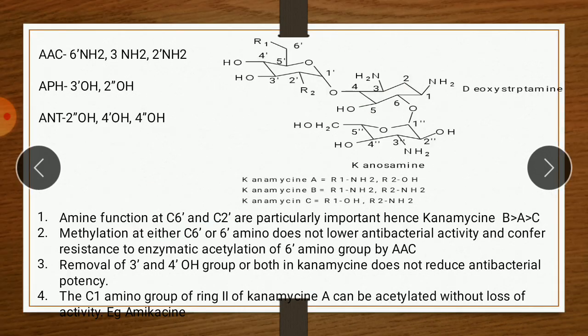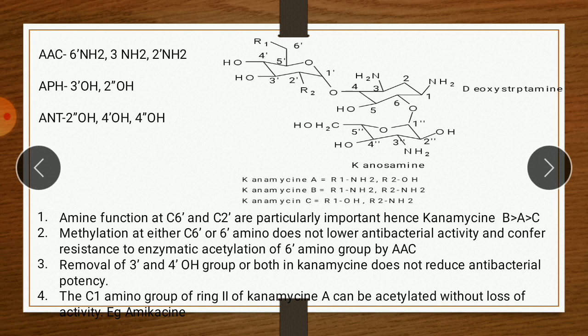So particularly important, here the amine function is important at this position, that is carbon 6 dash and carbon 2 dash. Amine function is important. Therefore, kanamycin B is more active than kanamycin A and then kanamycin C.